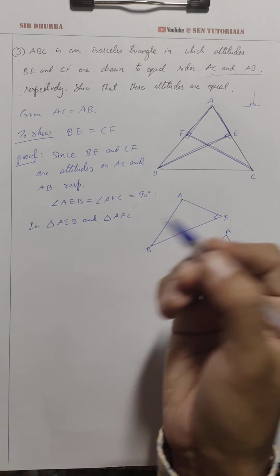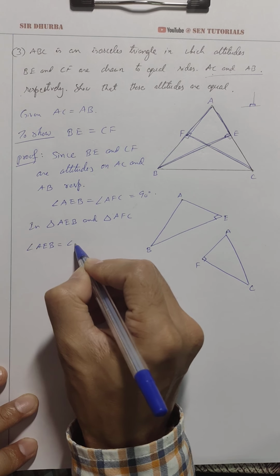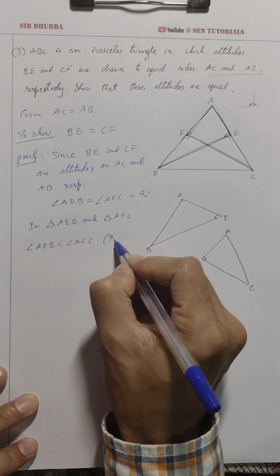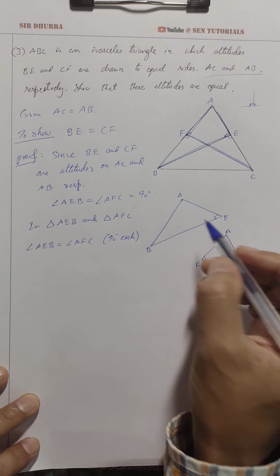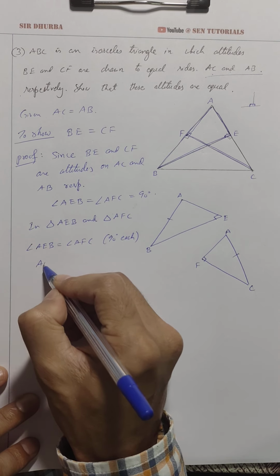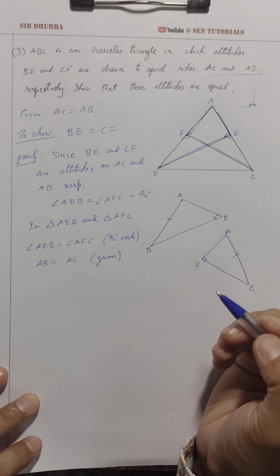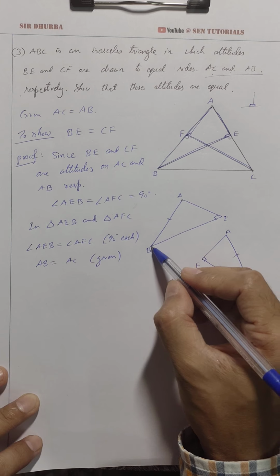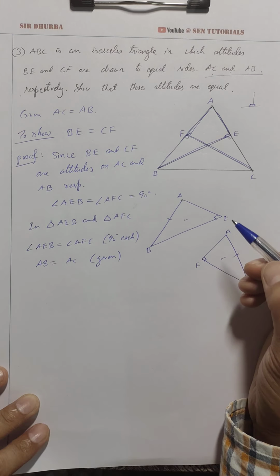Right. What can we have? Already given, angle AEB is equal to angle AFC, 90 degrees each. AB equal to AC, that is already given. So you can see that we have to prove that BE equal to CF. If I can prove that these two triangles are congruent, then the work is done.